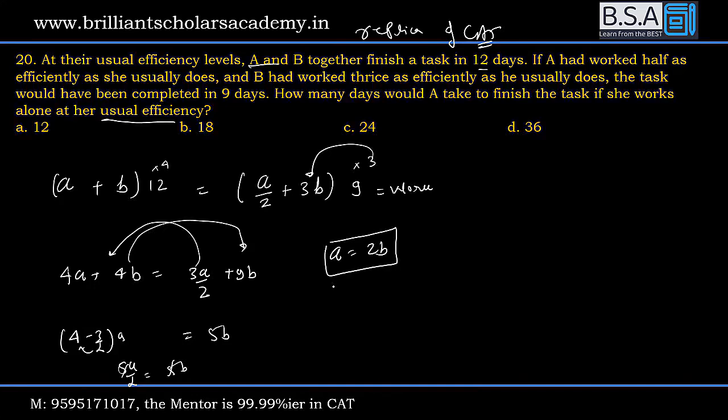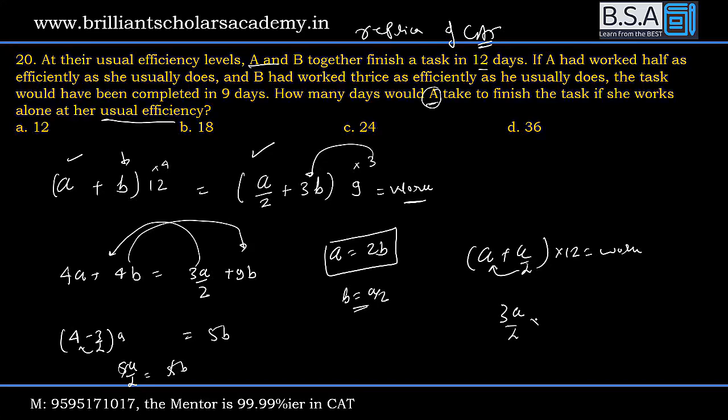What was the question? In how many days would A complete the work at usual efficiency? Can I say B is equal to A by 2? You put it either here or here. It makes no difference because they are the same work. So A plus, I'm putting the value here, A plus A by 2 into 12 is equal to work. This goes above. This becomes 2A plus A, 3A by 2 into 12. This is cancelled. So 18A is equal to work.